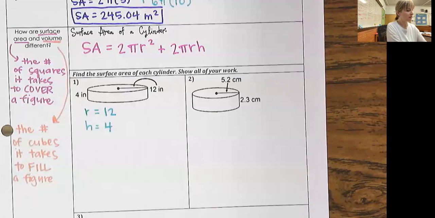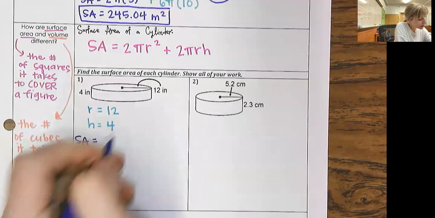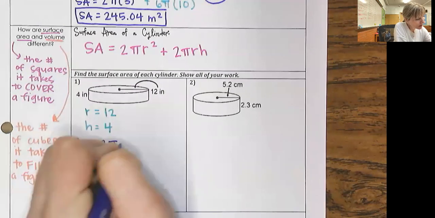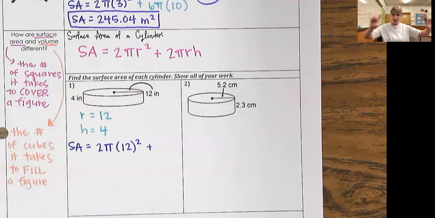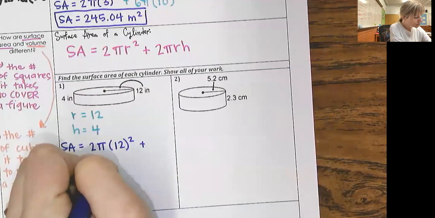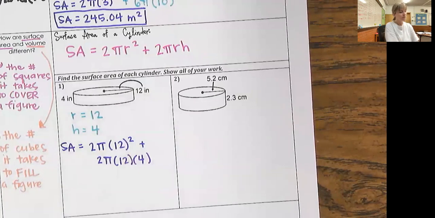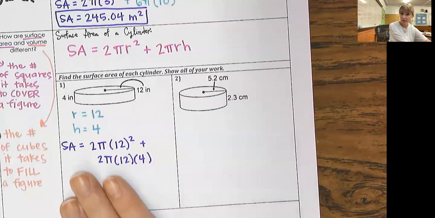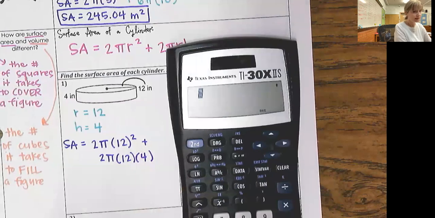Now I am ready to take that and put it into my surface area formula. Ready? 2 pi r squared plus, sometimes I can't always fit it in an entire row, 2 pi r h. All I had to do was get r and h, and plug it in there. You need to write this down first, because if you're going to type it all in your calculator at once, you need to see it. Now you are ready to type it all in.